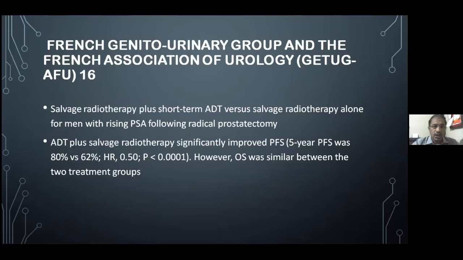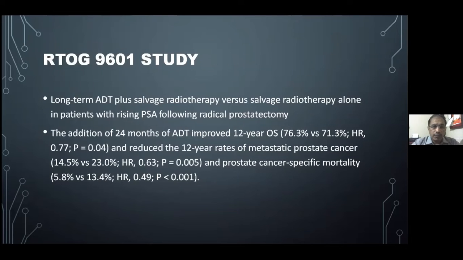This was another study, that is a French study, salvage radiotherapy plus ADT versus salvage radiotherapy alone. And it also showed the salvage radiotherapy plus ADT was better as compared to radiotherapy alone. So adjuvant radiotherapy or salvage radiotherapy alone in this setting, highlighting that the ADT has a potential role in this setting, and giving radiotherapy alone may give a suboptimal result.